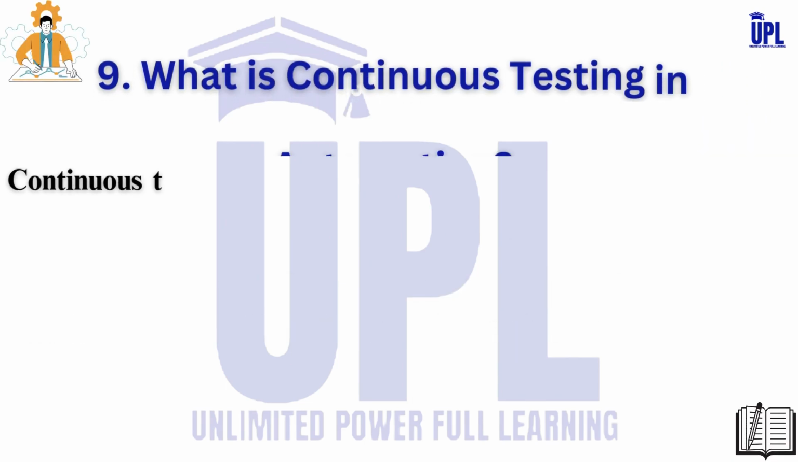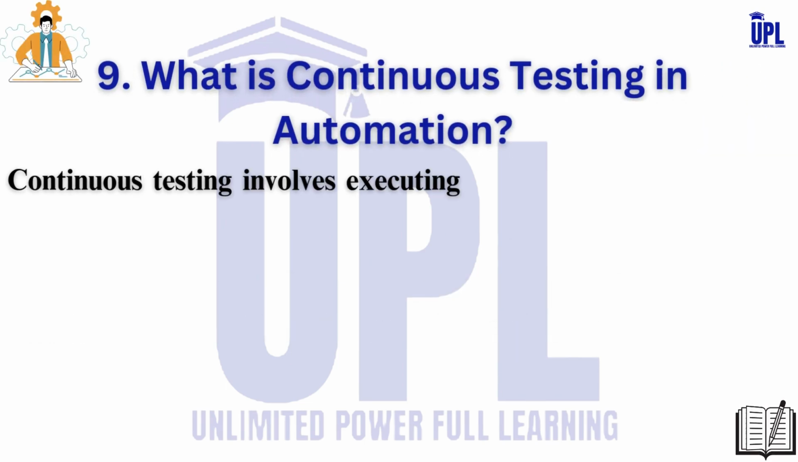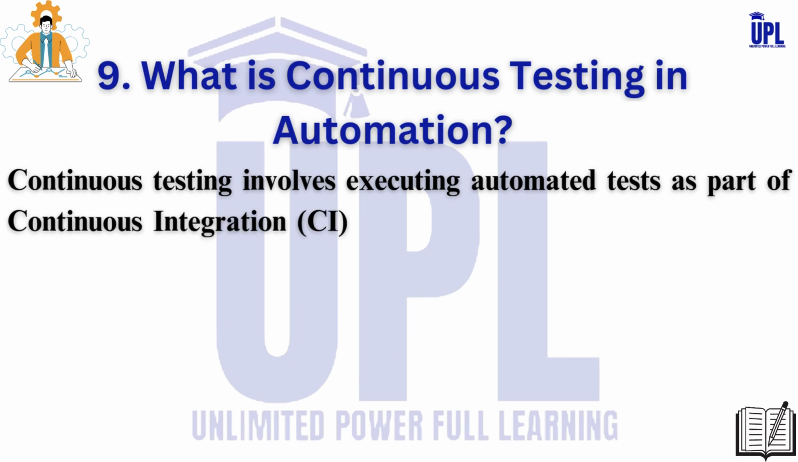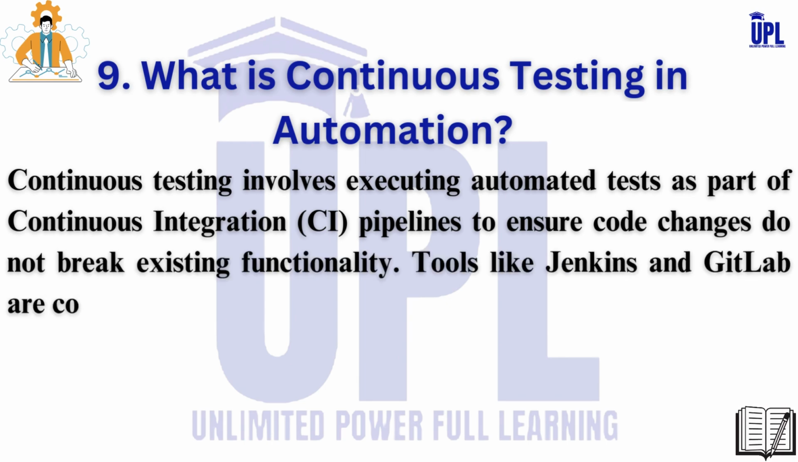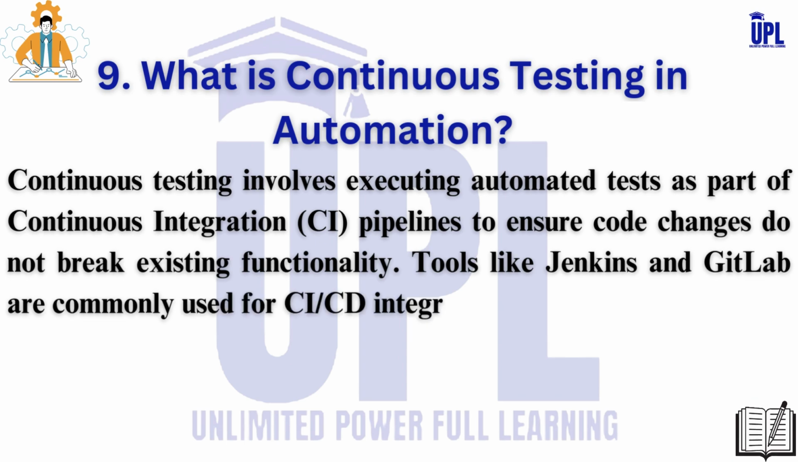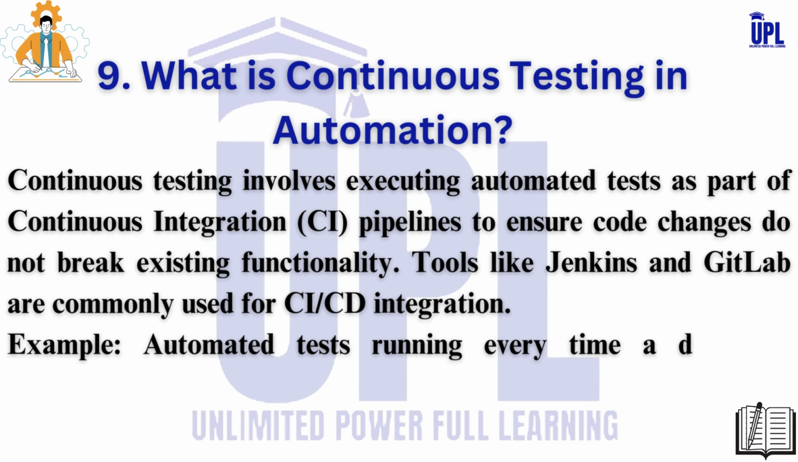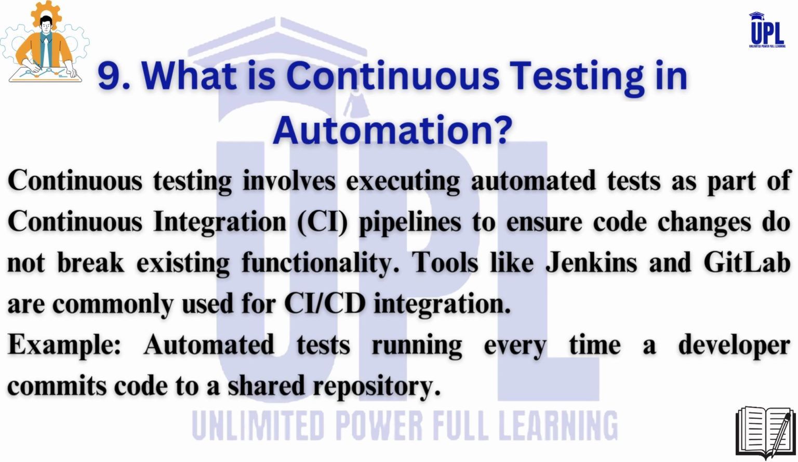The ninth question was, what is continuous testing in automation? Continuous testing involves executing automated tests as part of continuous integration (CI) pipelines to ensure code changes do not break existing functionality. Tools like Jenkins and GitLab are commonly used for CI/CD integration. Example, automated tests running every time a developer commits code to a shared repository.